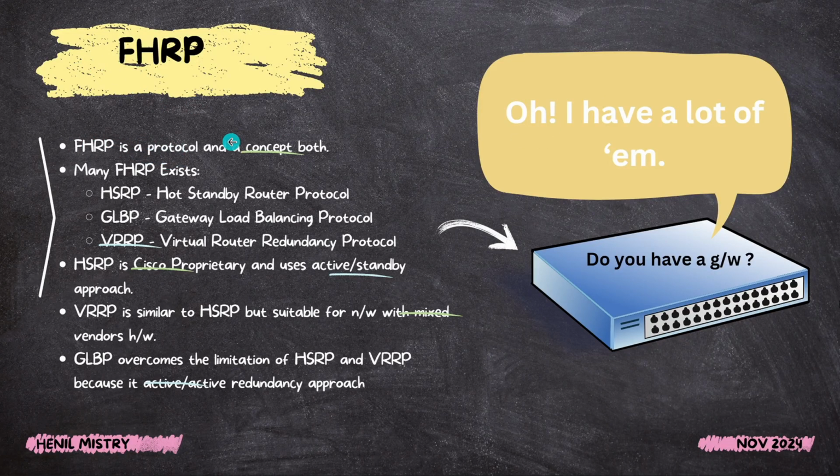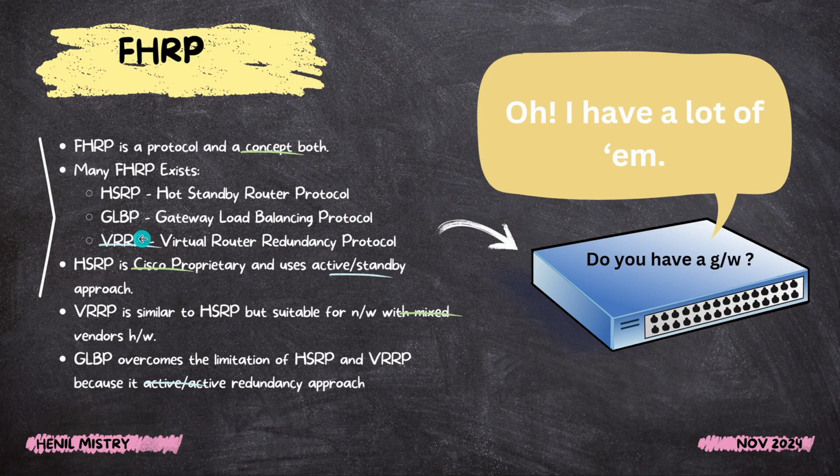FHRP is a protocol and a concept also, and many FHRPs exist. FHRP stands for First Hop Redundancy Protocol, and there are many FHRPs: HSRP, GLBP, and VRRP. They are namely Hot Standby Router Protocol, Gateway Load Balancing Protocol, and Virtual Router Redundancy Protocol.